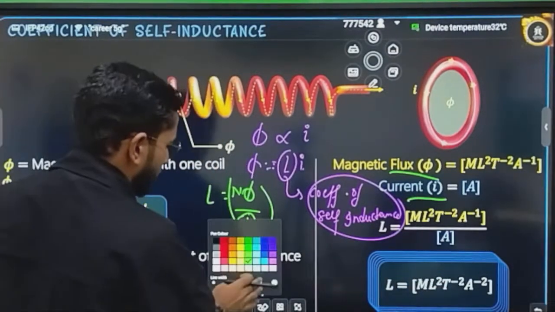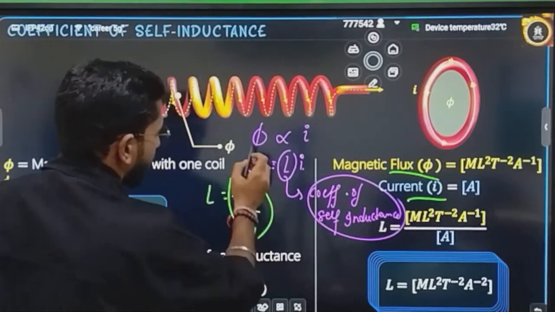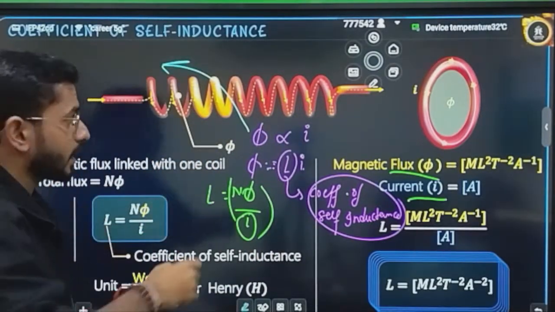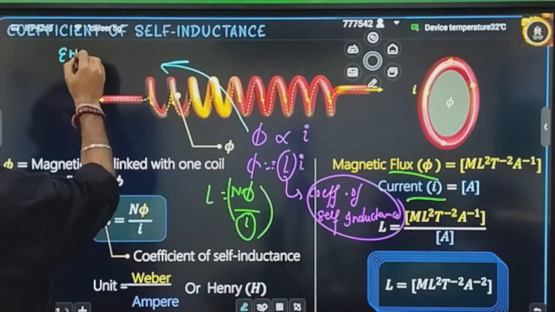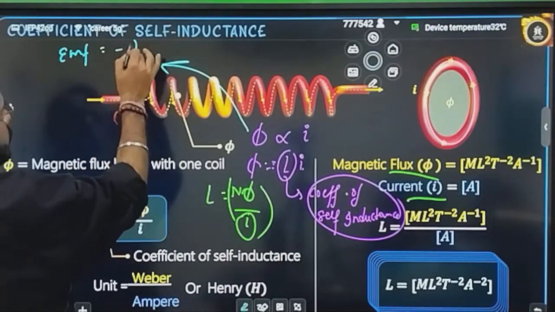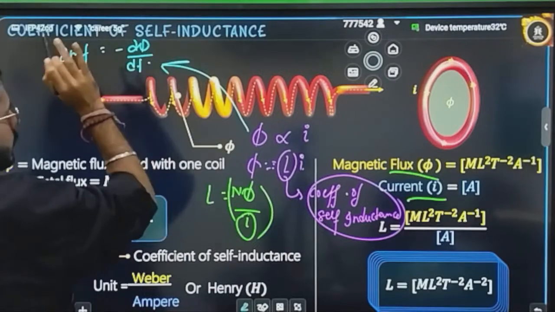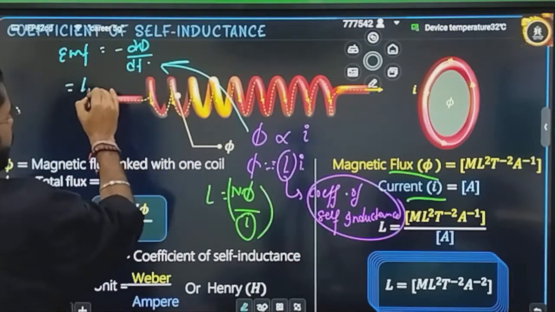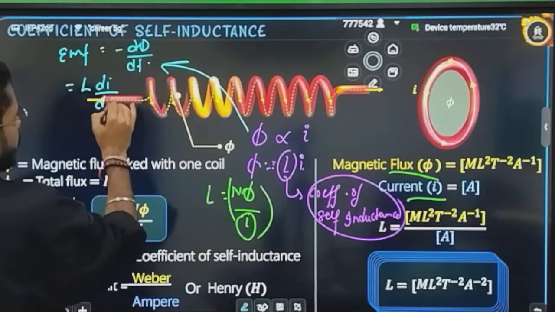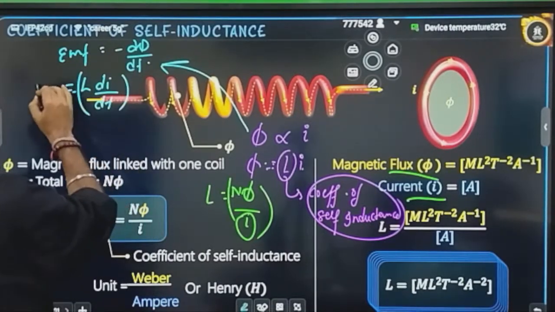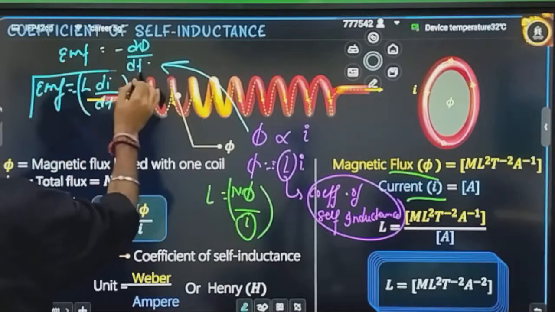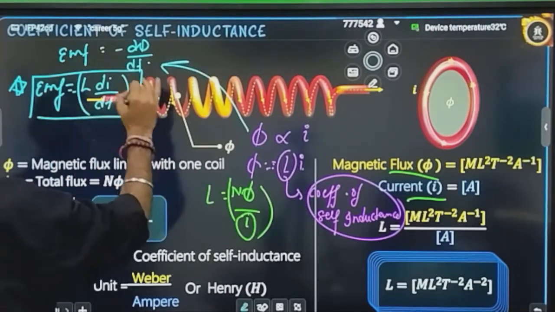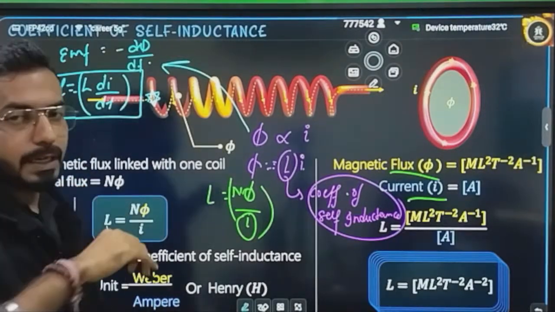If I ask you to tell me something more important about this, if I know about flux, can I write about EMF also? How can I write it? Because I know what EMF is. From Faraday's second law, EMF is nothing but minus of d phi by dt. So what can I write here? L is a constant, I can differentiate with respect to dt, and the minus sign will always represent that it will induce in such a way that it is going to oppose the cause. So this is the very, very important formula for the EMF that is generated. EMF is equal to minus L di by dt.